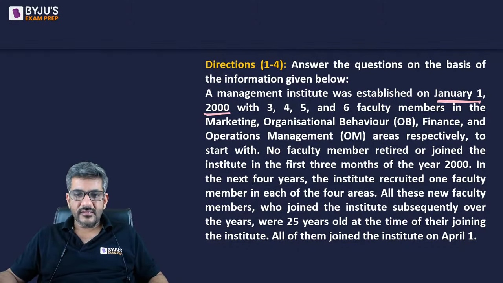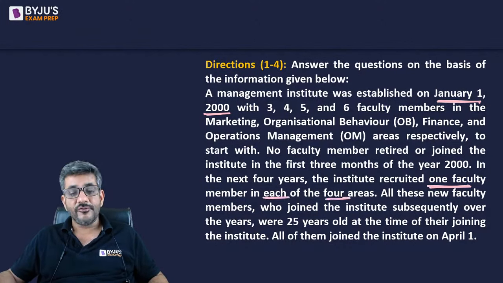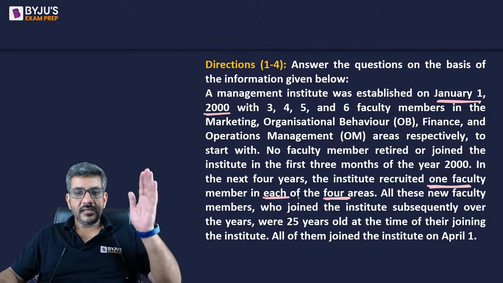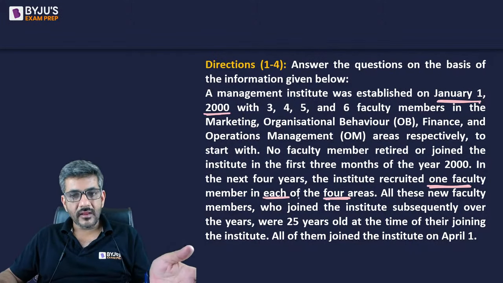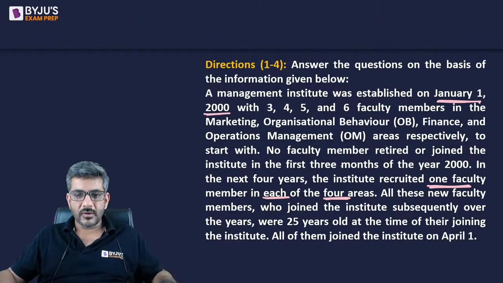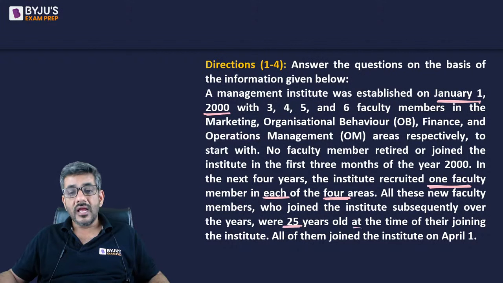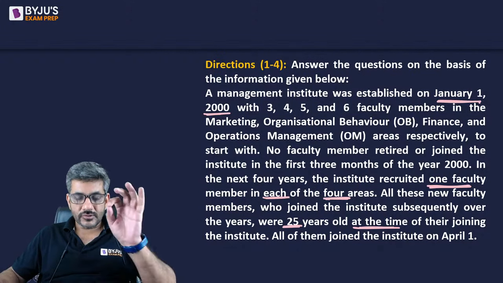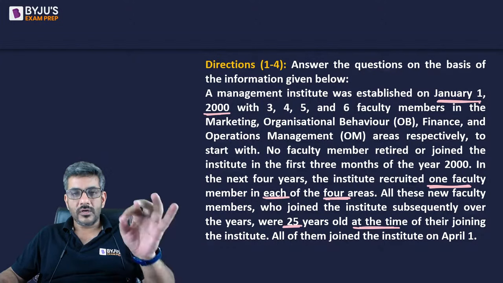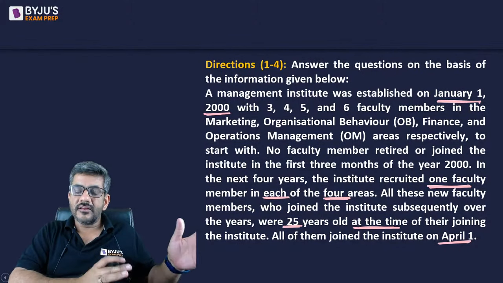In the next 4 years, the institute recruited one faculty member in each of the 4 areas. That means one faculty member was recruited in marketing, one in OB, one in OM, and one in finance. In each of them, one member was recruited. All these new faculty members who joined the institute subsequently over the years were 25 years old at the time of their joining, and all of them joined the institute on April 1.